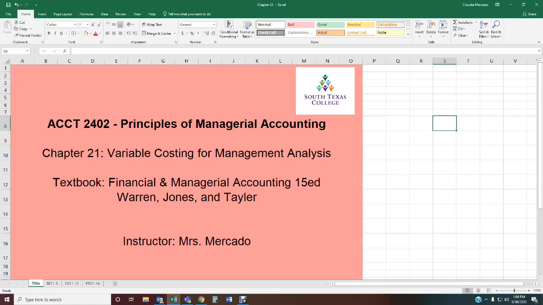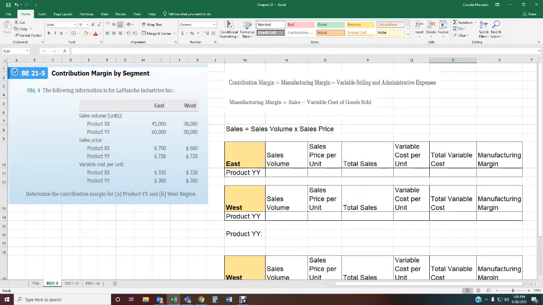So let's move on to the first exercise that I'm going to be working on. This is basic exercise 21.5. This is a contribution margin by segment. It says the following information is for LaPlanche Industries Incorporated. We are given the sales volume in units for product XX and YY, in the East region and the West region. So we have our sales volume in units, our sales price, and our variable cost per unit.